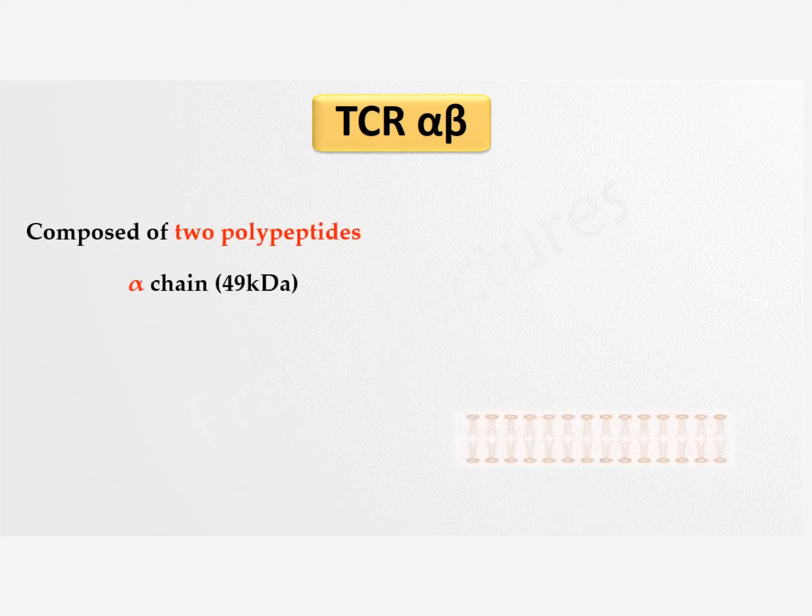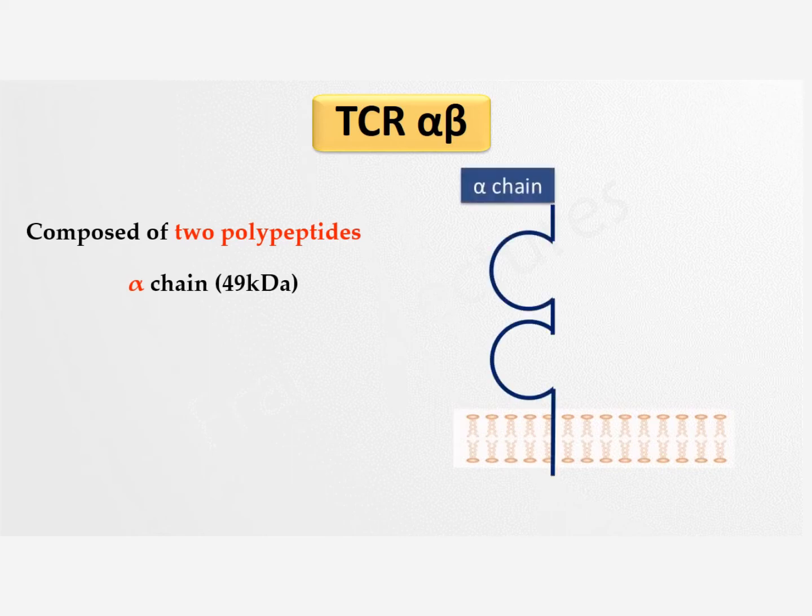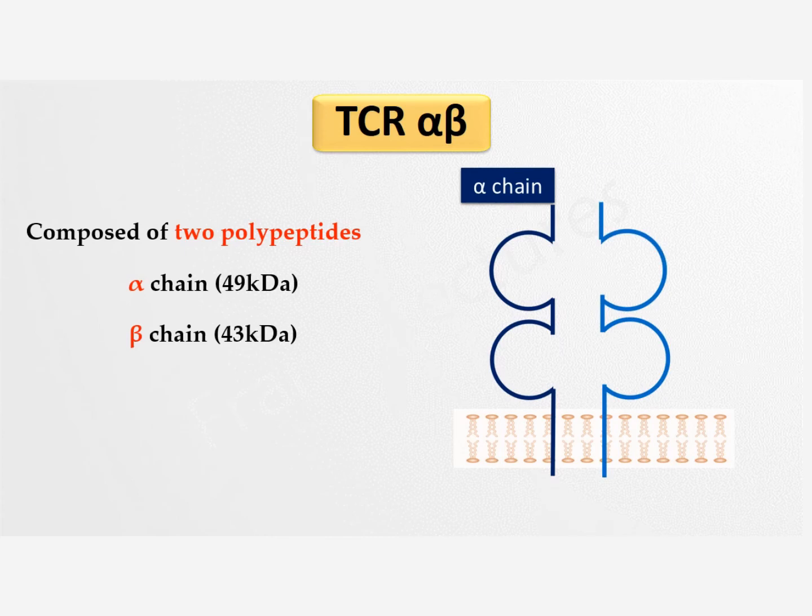Let's have a look at the structure of TCR alpha beta. TCR alpha beta is composed of two polypeptides, an alpha chain which has a molecular weight of 49 kilodaltons and a beta chain which has a molecular weight of 43 kilodaltons. Each chain has two extracellular domains, a transmembrane portion and a cytoplasmic tail.